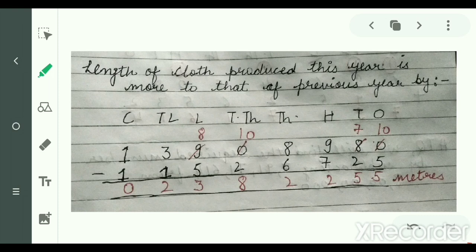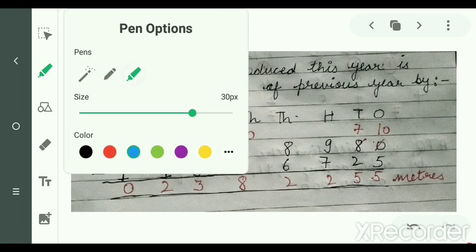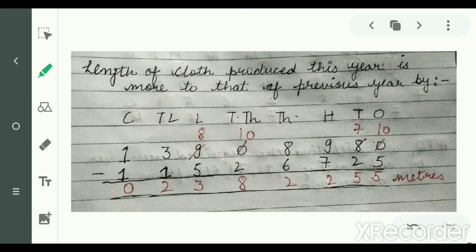At ones place we have 0 and 5. 0 minus 5, this operation is not possible because 0 is smaller than 5. So 0 will take carry from the digit at the tens place. So this 0 will become 10. 10 minus 5, this will be 5. And this 8 will become 7. Now at tens place we have 7 minus 2. 7 minus 2, this will be 5.